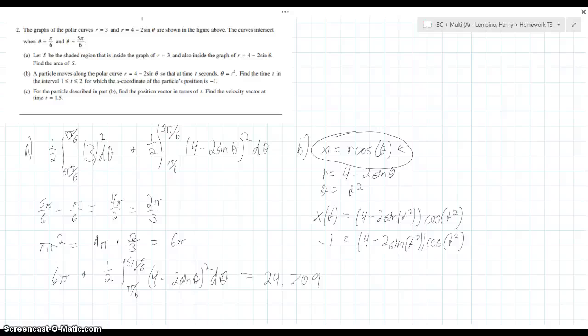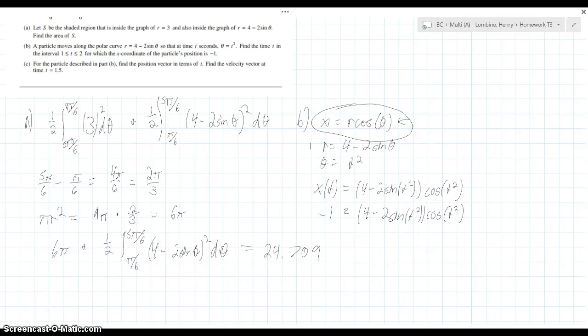In C, it asks for the particle described in part B. So we're going to be using part B in this. Find the position vector in terms of t. Find the velocity vector at time t equals 1.5. So this is basically turning this problem into parametric equations. That's what they're called, parametric equations. You found the equation for x in terms of t, but now you have to find it in terms of t for y.